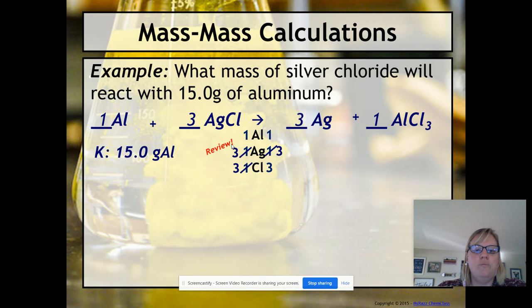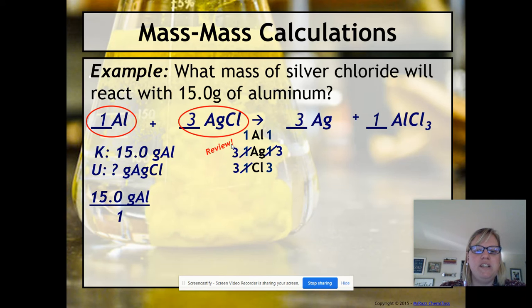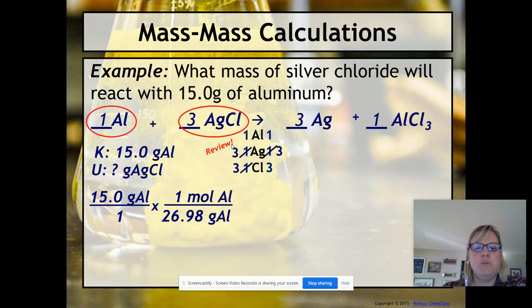Okay, so we're given 15 grams of aluminum in our equation, and we first have to turn this to moles. So we're going to take our 15 grams of aluminum, and we're going to look at our periodic table, and aluminum has a molar mass of 26.98. So we're going to use that to get to moles, all right? And I'm going to do this all in one step because it's easier. So from here, we would be able to cross out our grams of aluminum. All right, now we have moles of aluminum, but we're looking for moles of silver chloride.